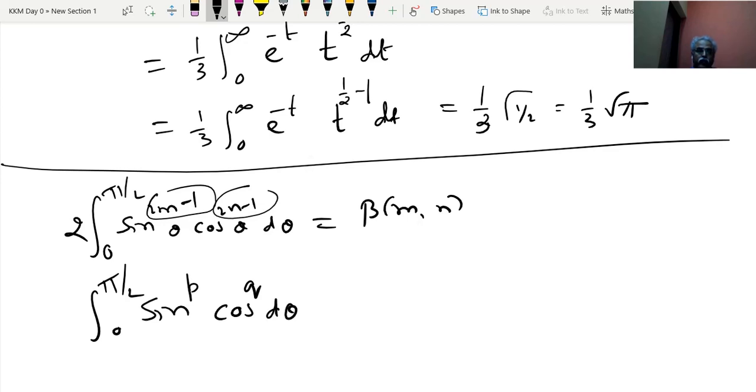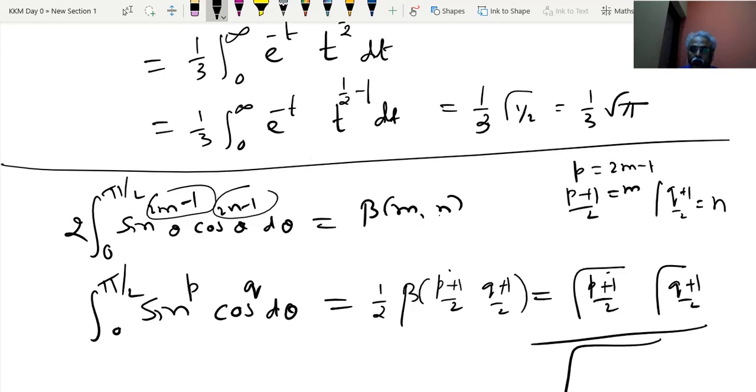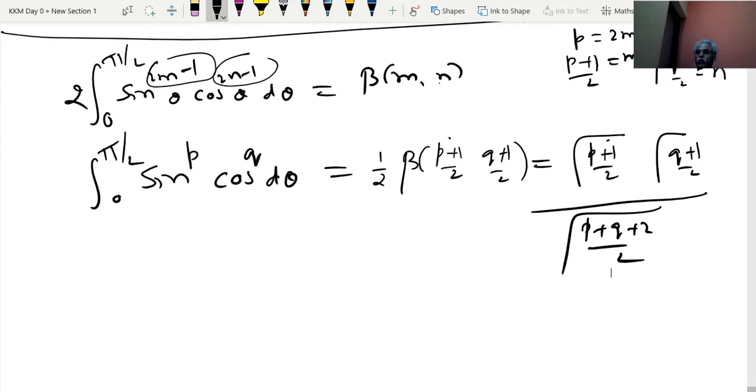this is q, then naturally p is 2m minus 1, which implies m equals p plus 1 by 2. Similarly, n equals q plus 1 by 2. In place of m and n, I should write in terms of p and q, and the 2 also transfers to this side: half of beta of p plus 1 by 2, q plus 1 by 2. Or in terms of gamma function, it is gamma of first one, gamma of second one, divided by gamma of the addition of these two, p plus q plus 2 by 2 naturally. So we shall use this phenomenon to find some beta and gamma values.